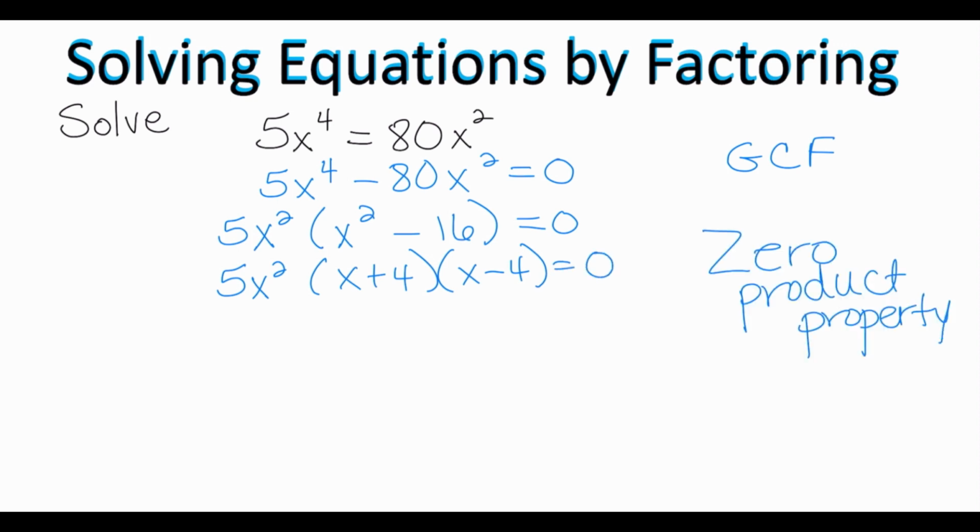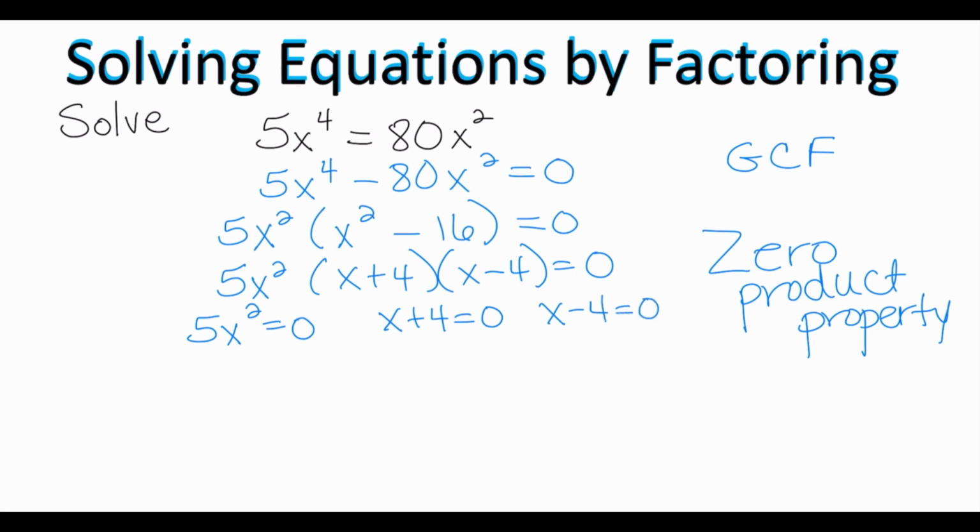0. According to the zero product property, if you are multiplying numbers together and your answer is 0, that means one of those numbers has to be 0. So that means I'm going to take 5x squared and set it equal to 0. X plus 4, set it equal to 0. X minus 4, set it equal to 0.